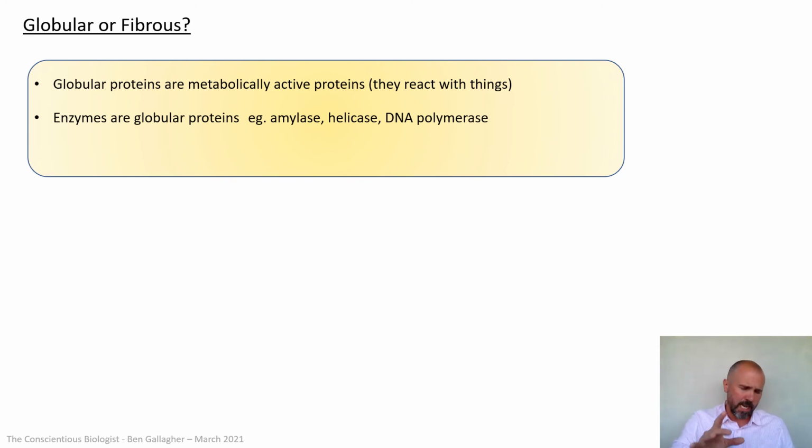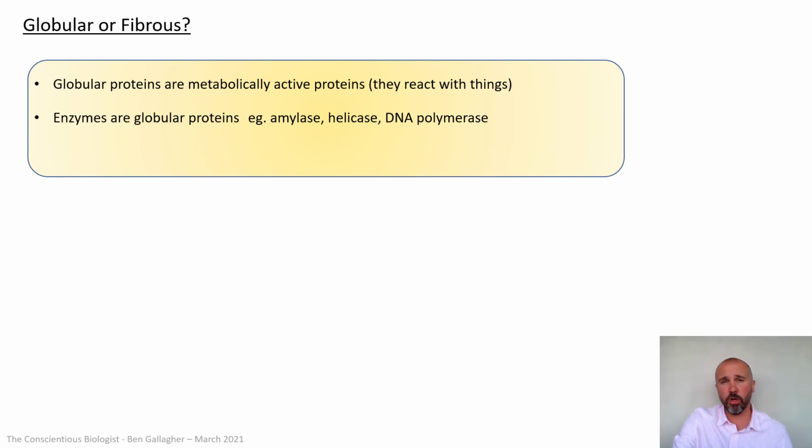Now, key hint for the exams, if it asks you for an example of a globular protein, don't write enzymes, because enzymes is a massive group, it's not an example. If it asks you for an example, put the name of an enzyme, put amylase or helicase or whatever. Don't just put enzymes, okay?